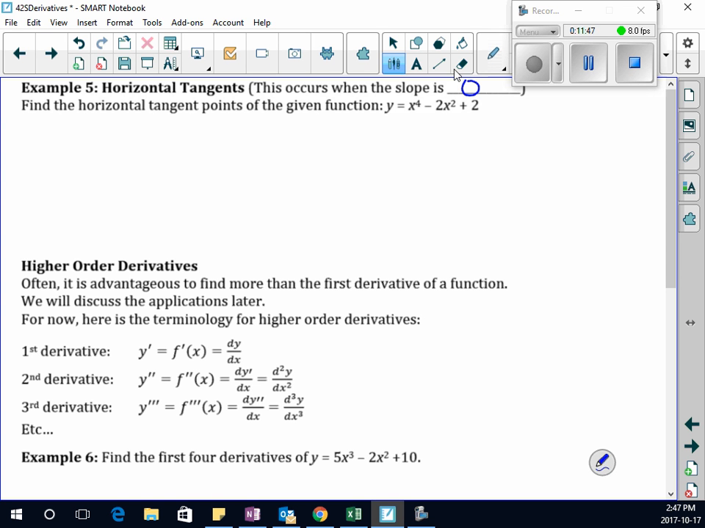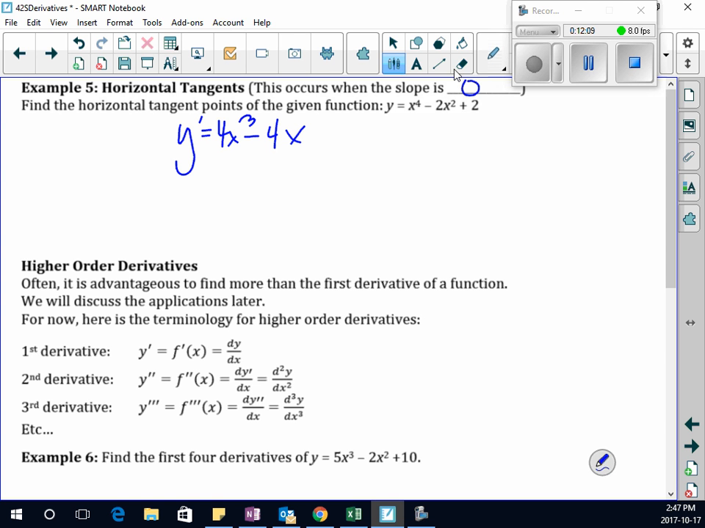Set the derivative equal to 0 and solve. So let's do that. First we have to find the derivative. So y prime. What's y prime equal to? 4x to the power 3. That's it? Minus 4x. And the 2 goes away, right?